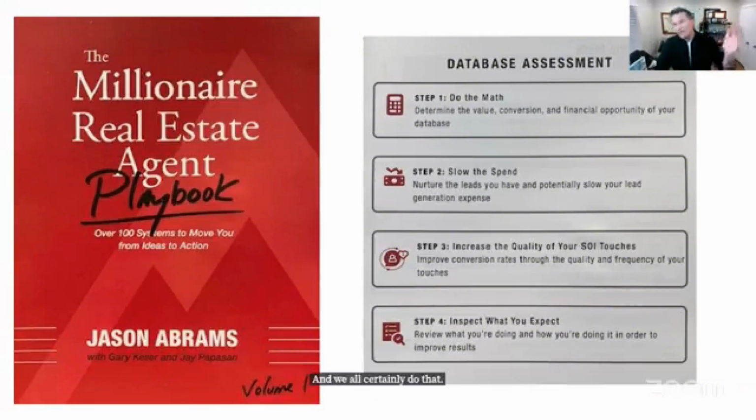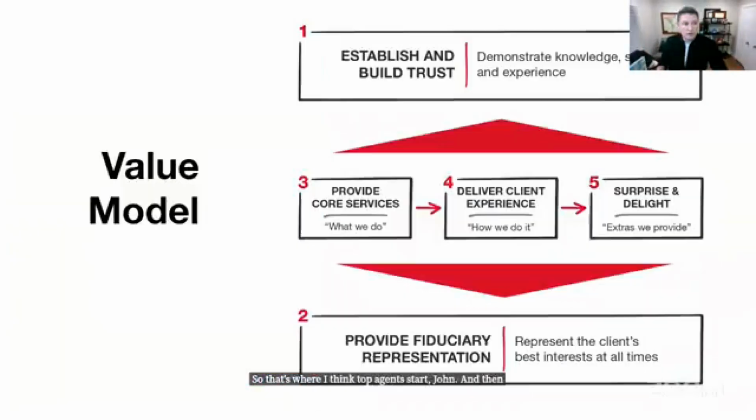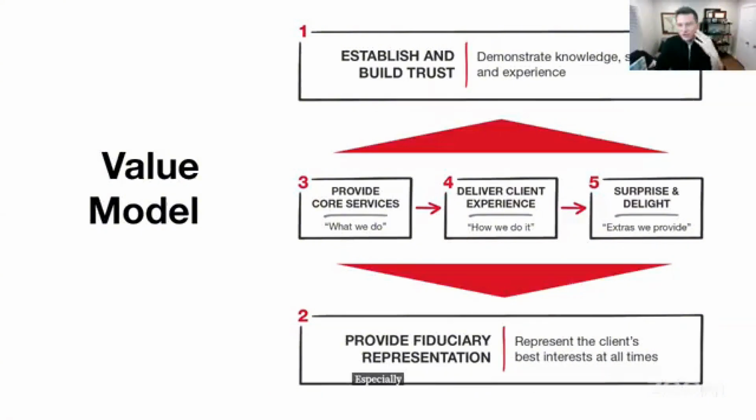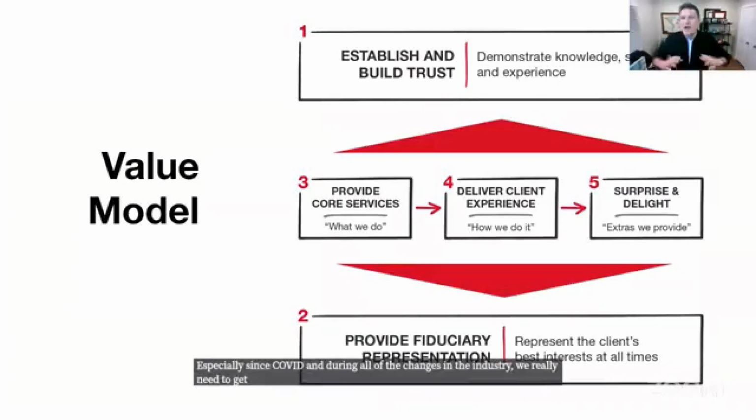So that's where I think top agents start, John, and then it goes into a whole other area of how do we deliver value here, and that's really through this sort of value model that Gary and Jason and Jay Papazan have been teaching, especially since COVID and during all of the changes in the industry. We really need to get clear as an industry about how to communicate our value and deliver on it.